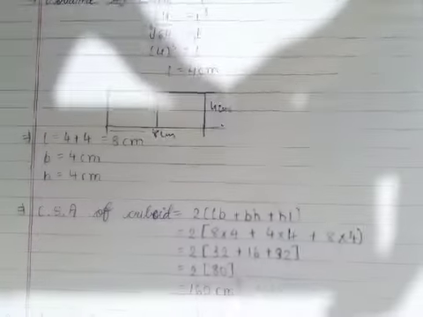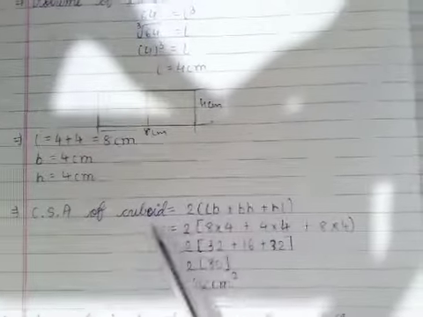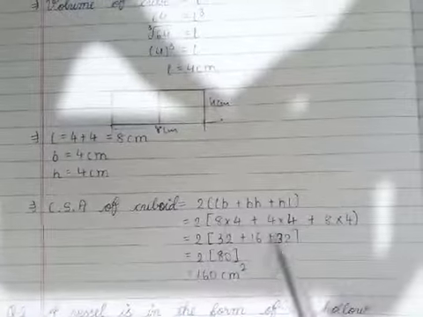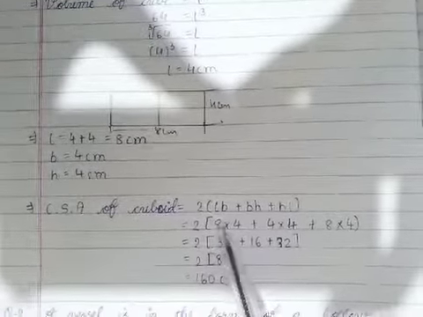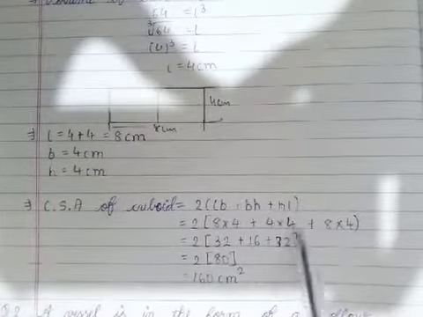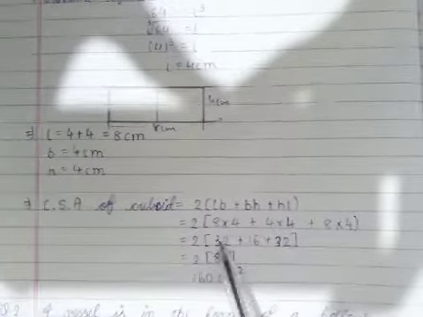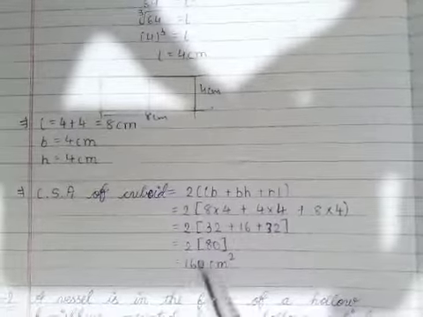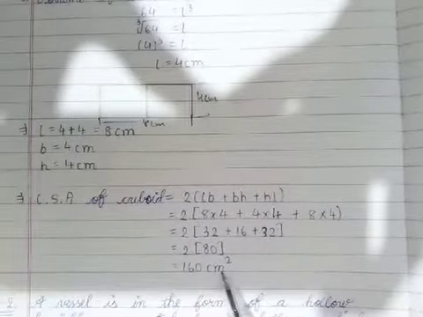So the surface area of cuboid is equal to 2(LB + BH + HL). If we substitute the values, 8 into 4 plus 4 into 4 plus 8 into 4, that is 32, 16, 32. 16 plus 32 plus 32, it becomes 80. 80 into 2 is 160 centimeters square.